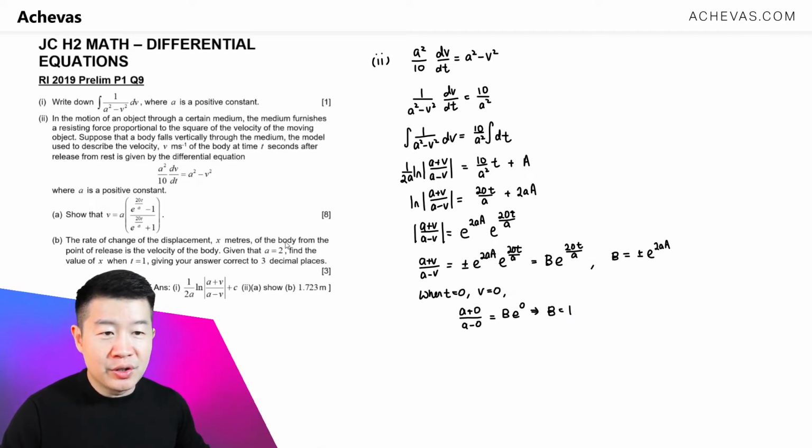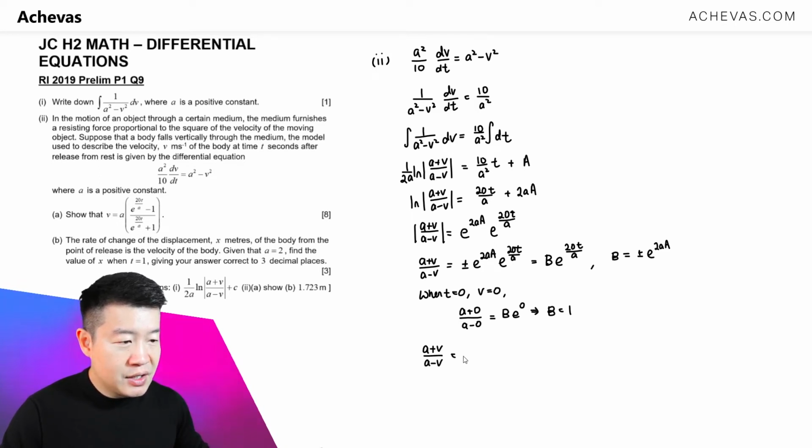And now we are ready to try to make v the subject, and we are going to try to show that it is going to be equal to this. So let me rewrite this. It is going to be (a + v) over (a - v), and this is equal to e to the power of 20t over a. So cross multiplying, we have a + v equal to e to the power of 20t over a times a, then minus v times e to the power of 20t over a.